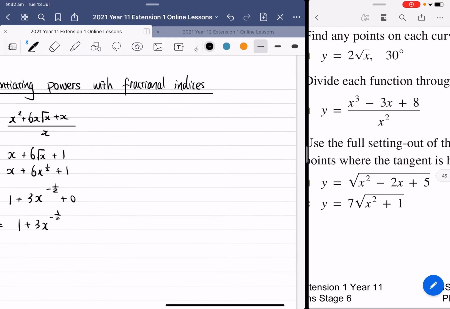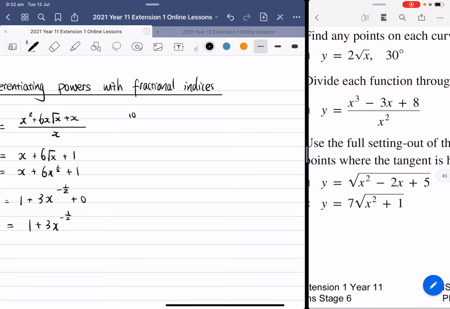So let's start. 10a, y is equal to the square root of x squared minus 2x plus 5. Let's start with this one by changing this square root into a fractional power, that's to the power of half. Once you have finished that, the next step is we are using the full setting out for the chain rule. Now remember, I'm not going to do this in exam, the full setting out for chain rule. I refuse to do it. It's really inefficient.